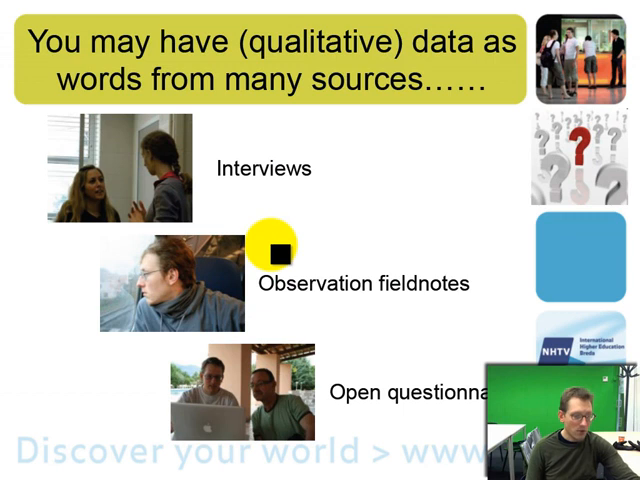So where can we get data as text? Well, there are of course transcripts of interviews, field notes from observations, text collected with open questionnaires, and also secondary sources like newspaper articles, blogs, and so on. This lecture assumes that you have already gotten such data, or you know how to get it, so you know how to do a good interview, or you know how to create participant observation field notes, or so on.